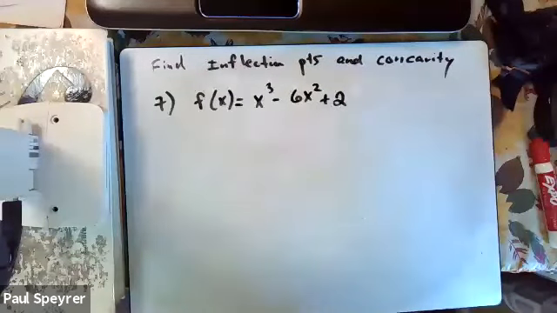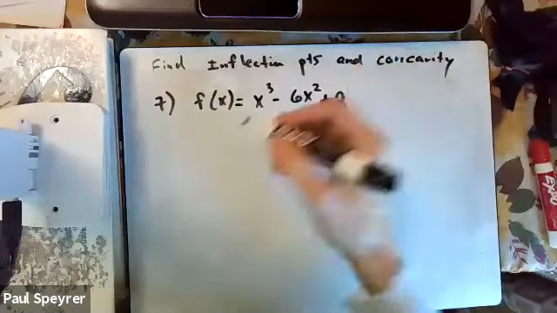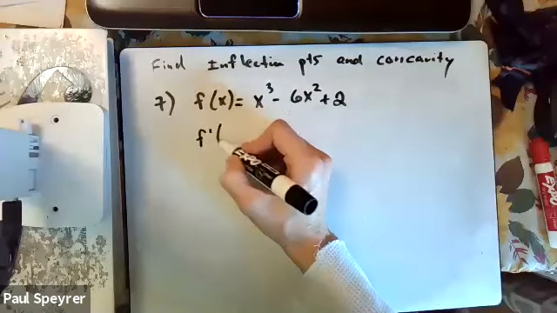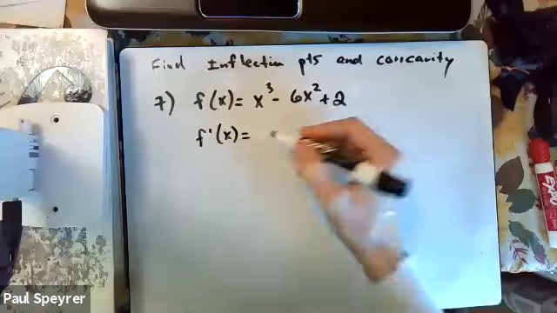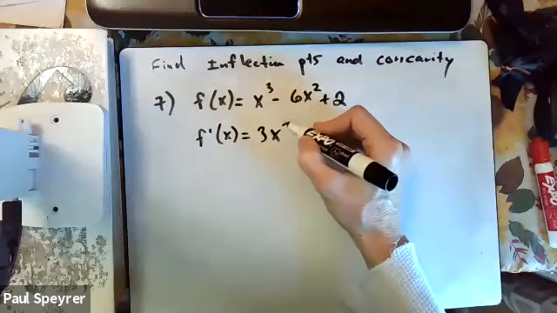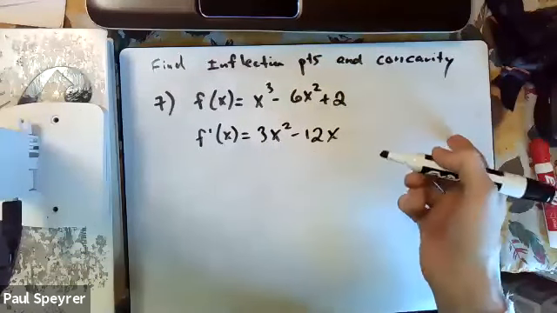So to find inflection points and concavity, you have to take the second derivative. Well, to do that, we got to get to the first derivative first, correct? So the first derivative of this function is 3x squared minus 12x. Don't stop here and set it to 0, okay?